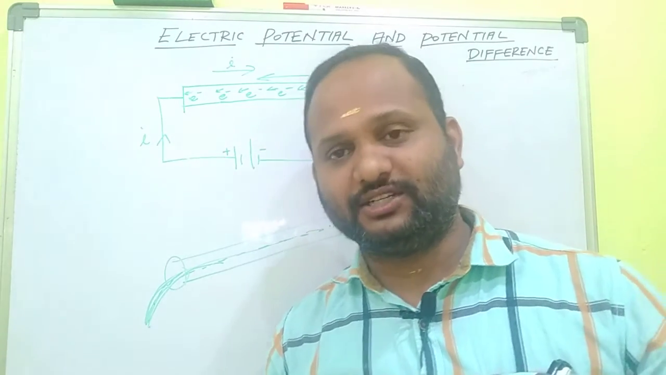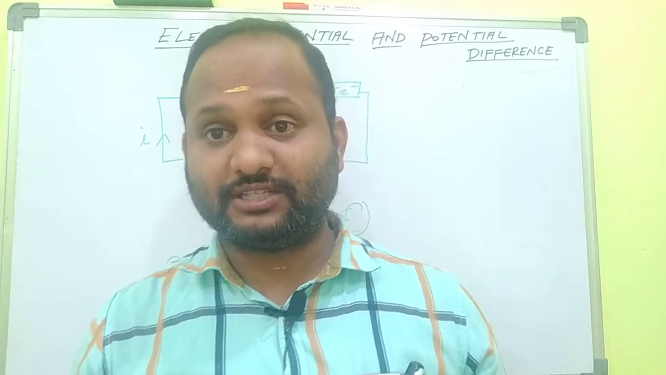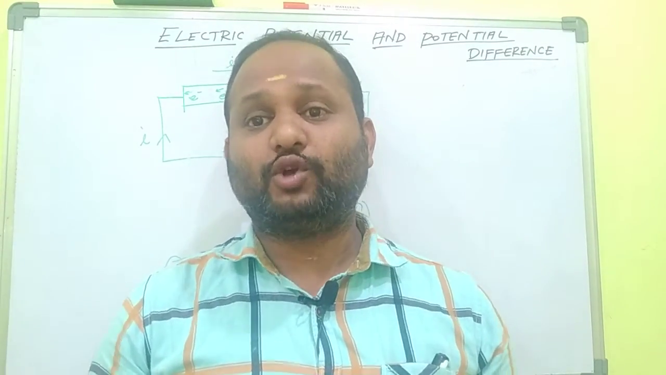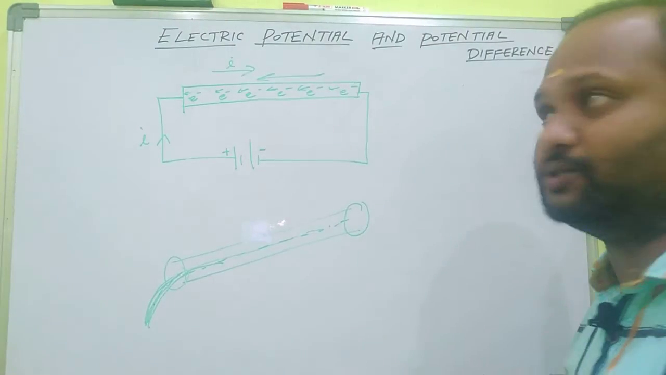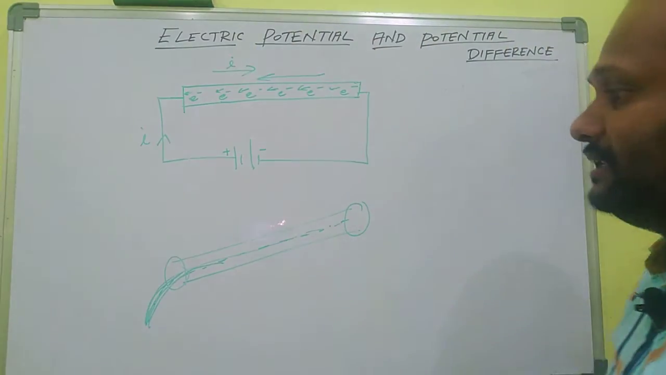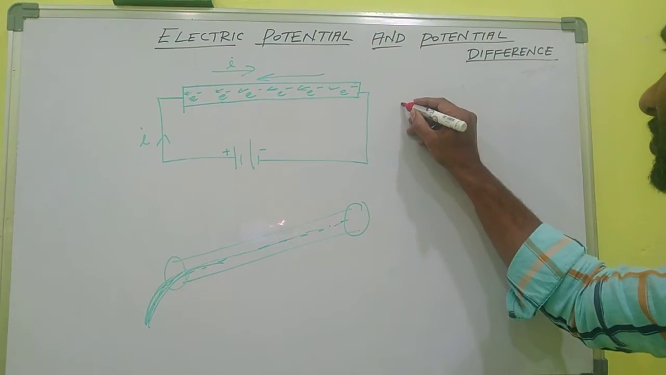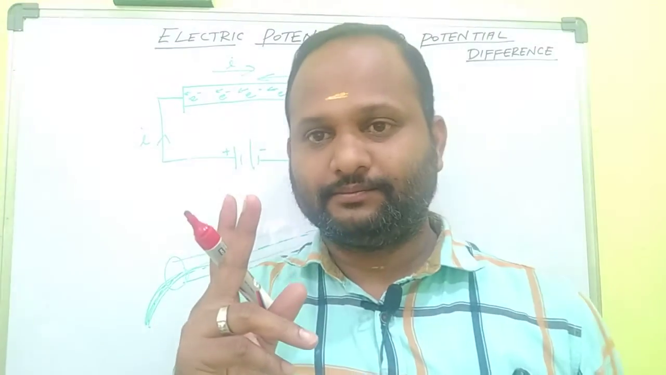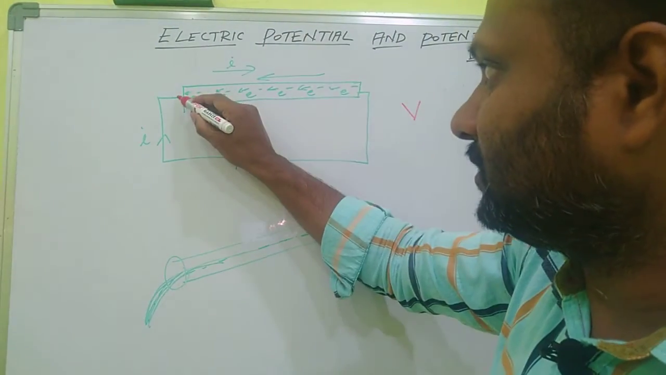We know very well about potential difference. Potential difference makes the charges move. So how do we define the potential difference? That is the question. The electric potential difference is always measured between two points. So what is the potential difference here?